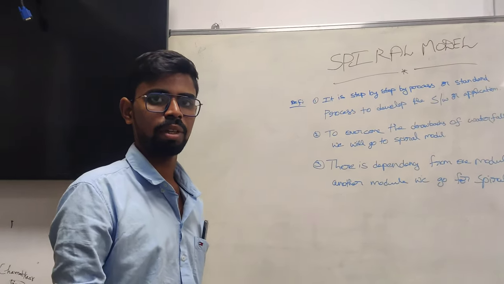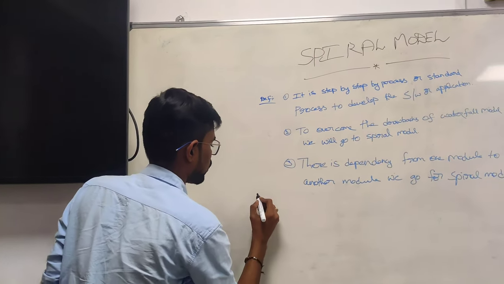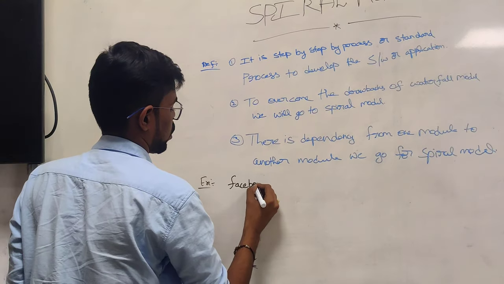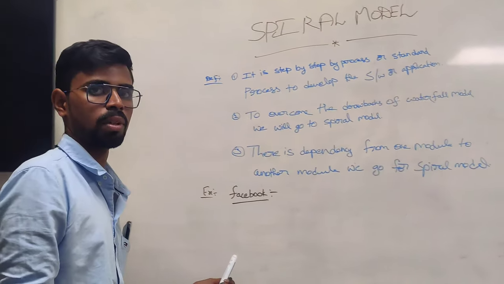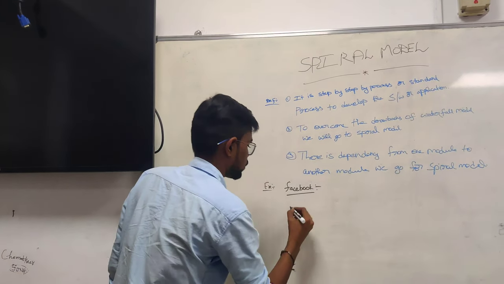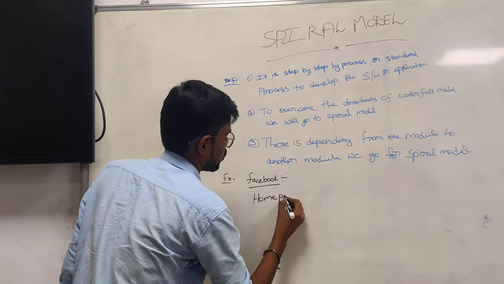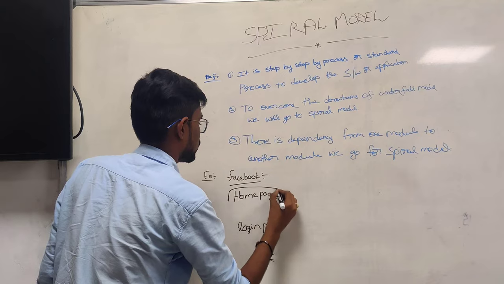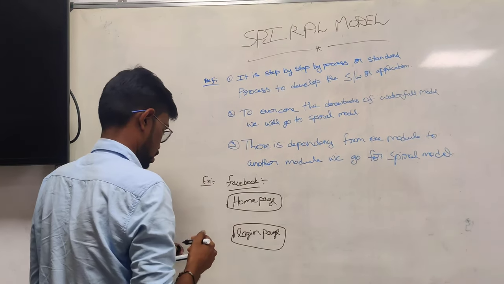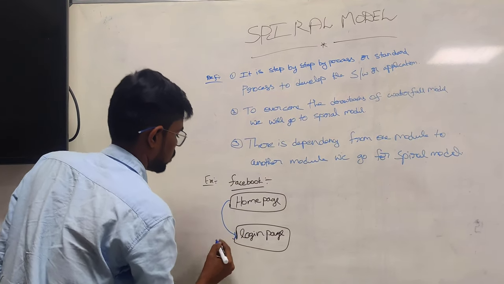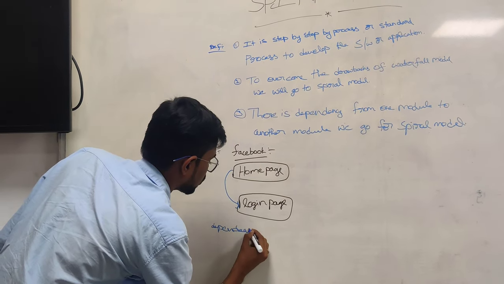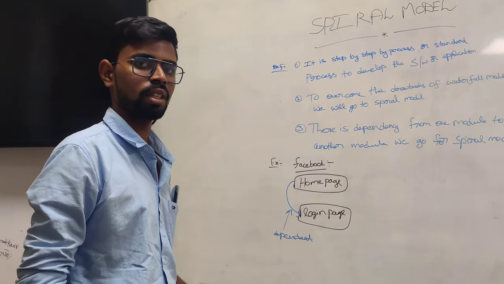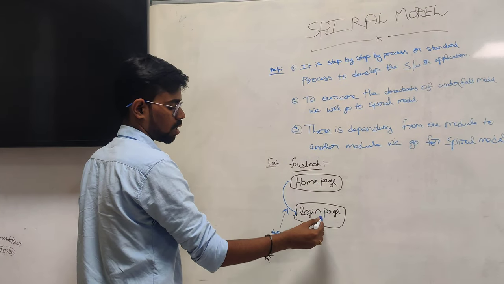Dependency means one module is totally dependent on another module. For example, take Facebook. In the Facebook application, the home page is totally dependent on the login page. That means without the login page we cannot open the home page. That is, when one module is totally dependent on another module, we will go to the spiral model.